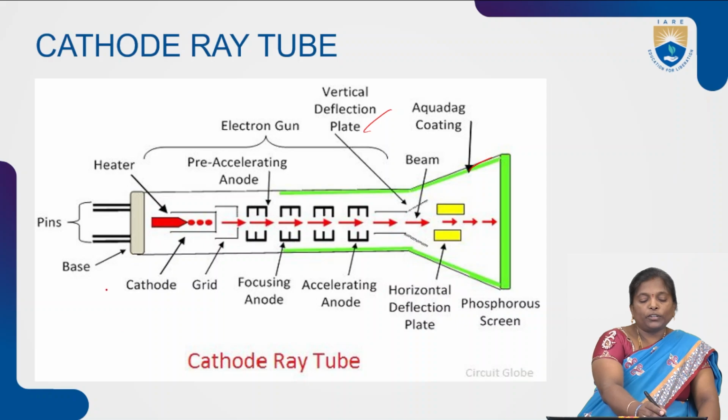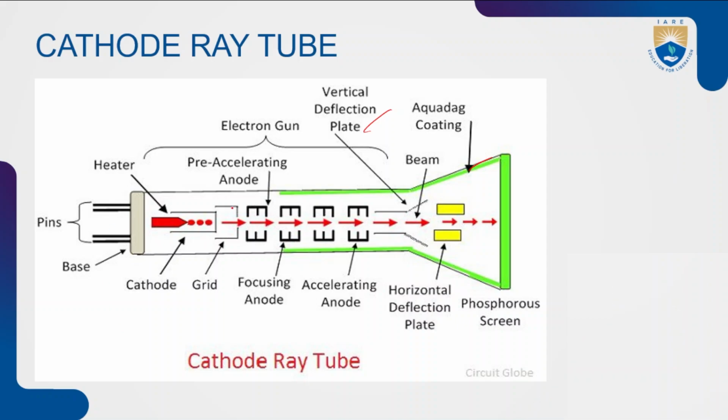As we apply the potential, the electron gun releases the electron beam. These electrons have a more negative potential, so the electron beam always tries to move towards positive potential, and the electron beams are moving towards the anode potentials.